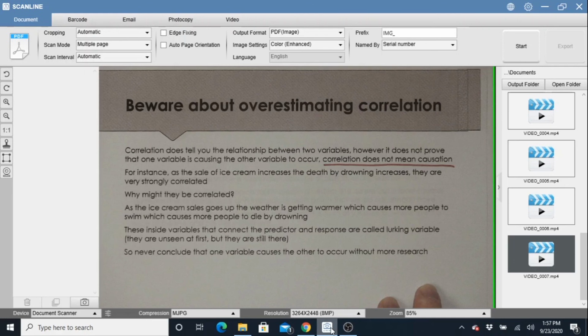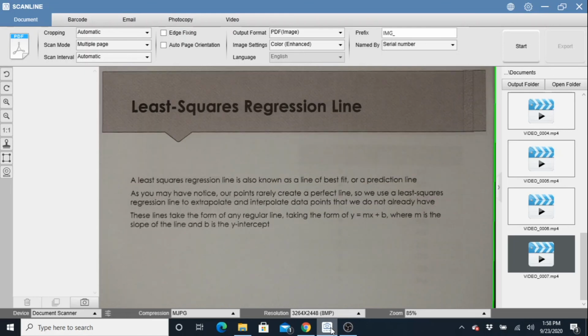So we use a least squares regression line to extrapolate and interpolate data points that we already have. So essentially, what we do is we create this line to predict what might happen in the future, as well as to show how far off the data might be from the actual line that we create. These lines take the form of a regular line, y equals mx plus b. There's a little algebra there for you. So y equals mx plus b, where m is the slope of the line and b is the y-intercept.